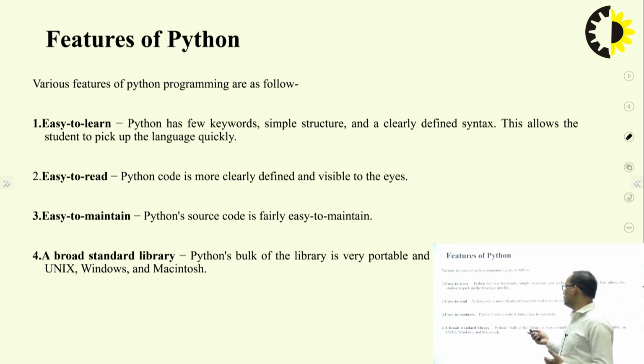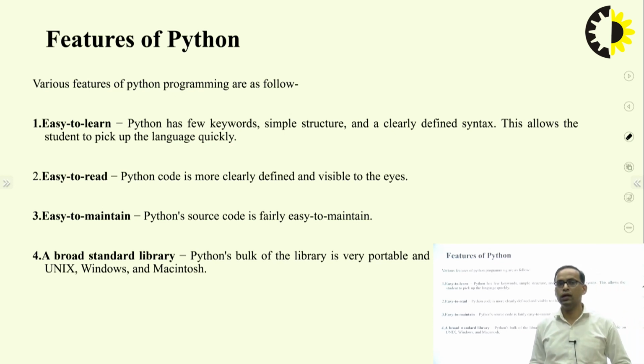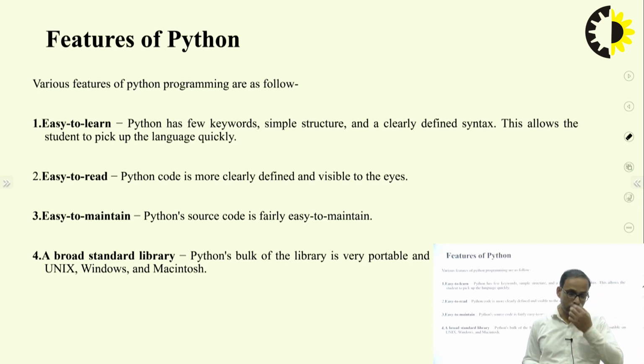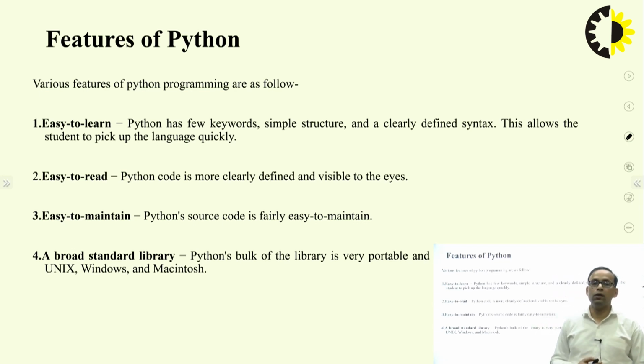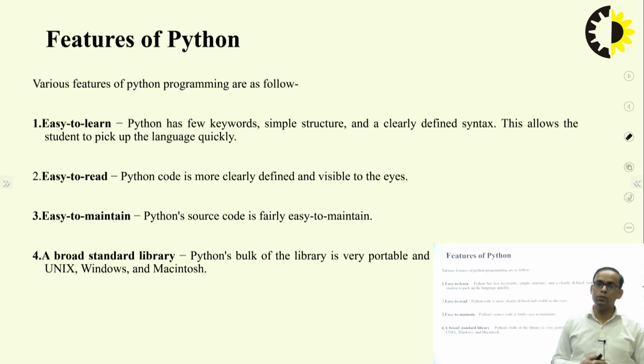Next one is that it is easy to maintain. Python source code is very easy to maintain, compile, run, and execute. Next, a broad standard library. Libraries are predefined functions or predefined things that are built into the programming language software. Like in C, stdio.h is a predefined header file, and conio.h is a predefined header file.